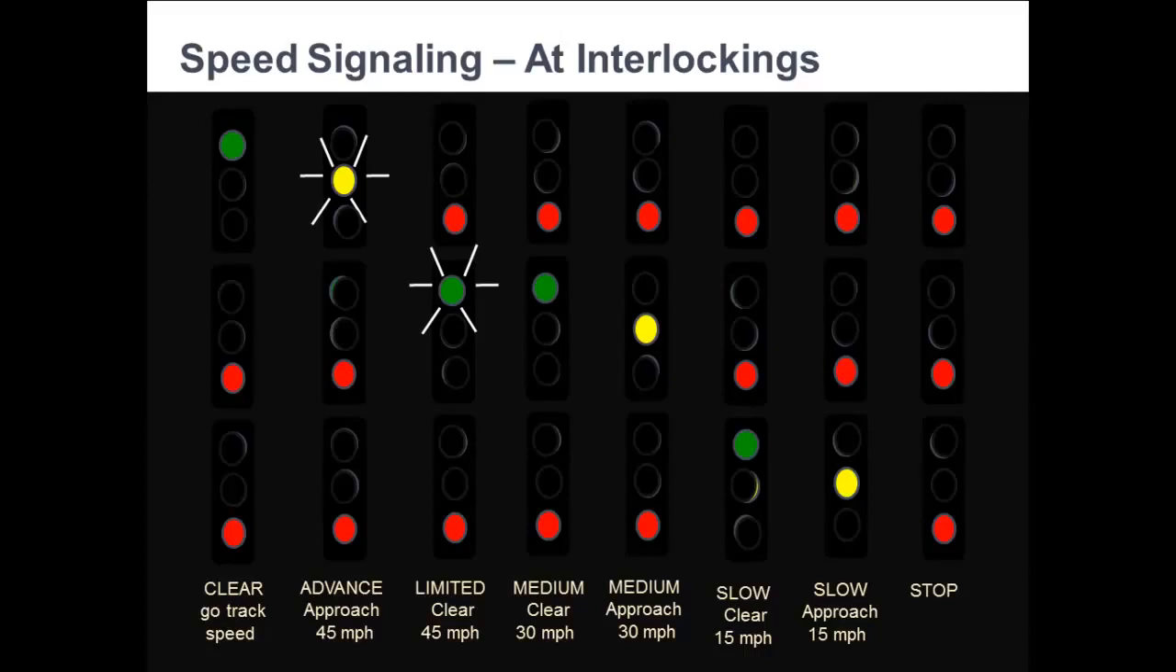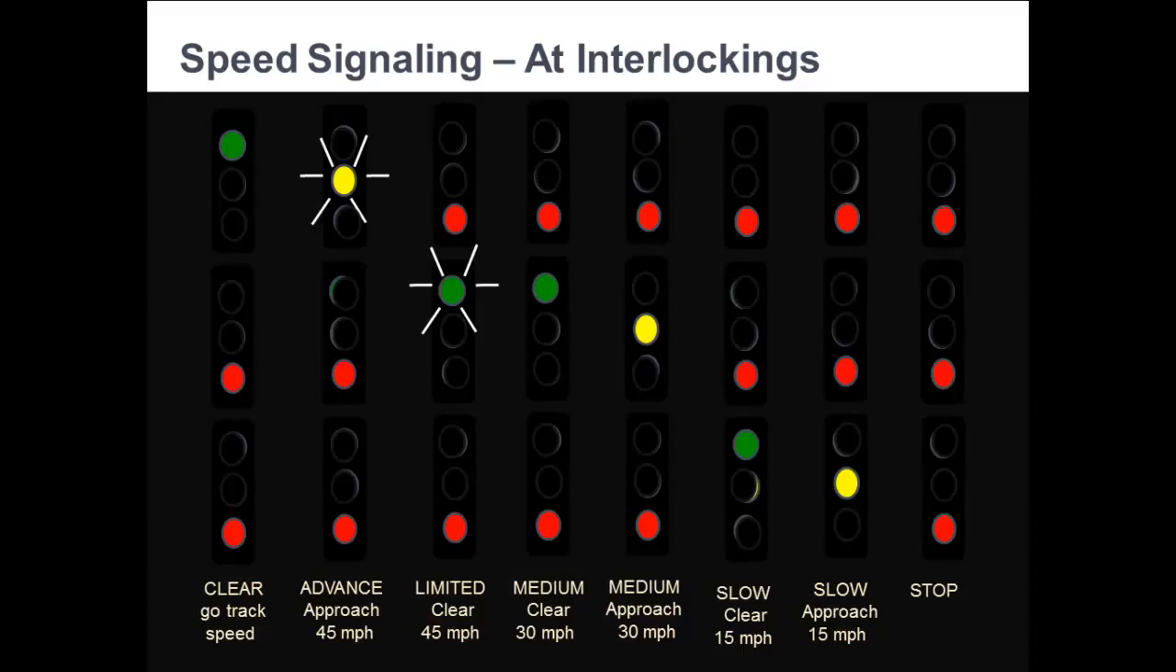So for example, on the far left, we see green, red, red. That means clear. Go track speed. With any green, the train can go ahead. Whether the green is in the top, middle, or bottom head tells the train how fast it can go through the interlocking. Green in the middle head typically means 30 miles an hour. Green on the bottom head means only 15 miles an hour.